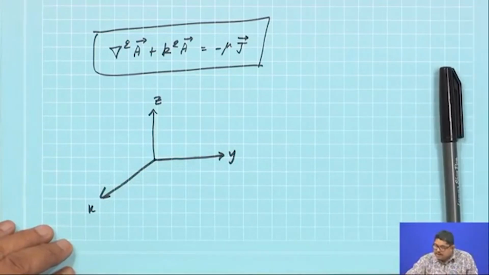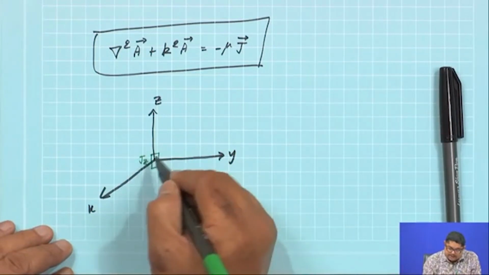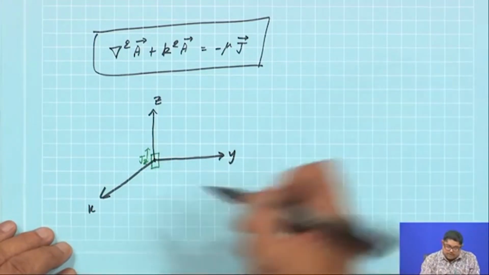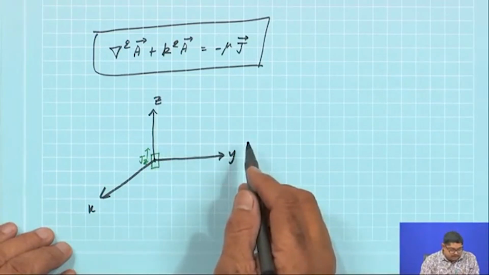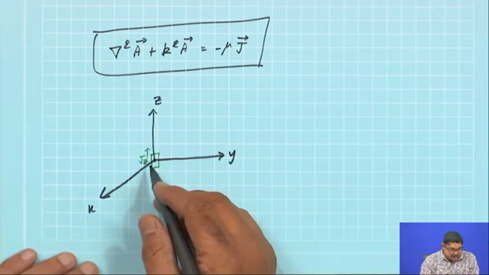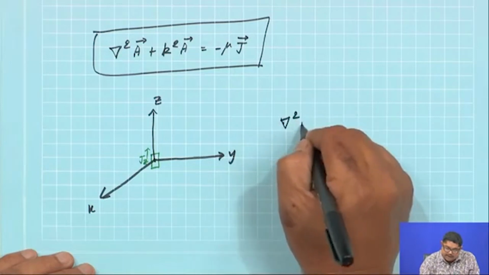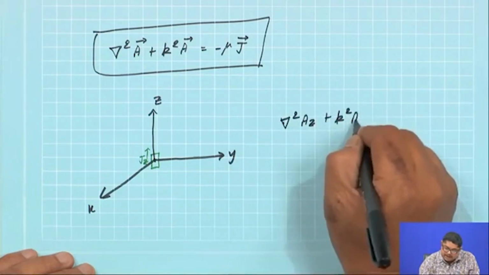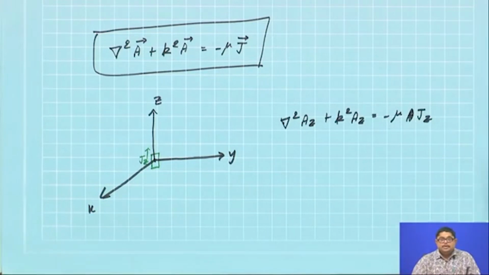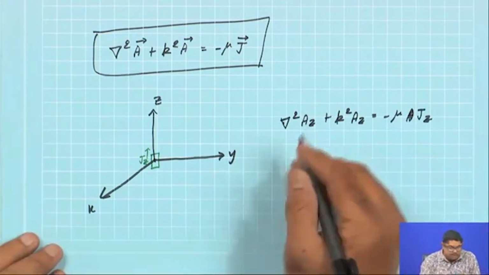And let us say that I have a current density J z in this direction at the origin of the coordinate system. Since J has only a z component, we can easily say that A will also be z directed, and the vector Helmholtz equation turns out to be del square A z plus k square A z is equal to minus mu J z. So, this equation is a scalar equation, and we saw what its solution is.